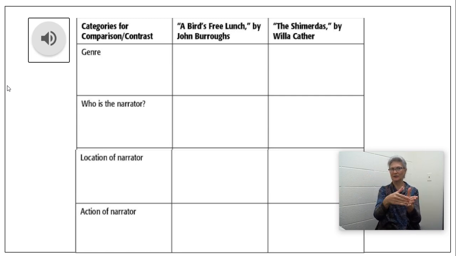What we will be comparing and contrasting are the genre. So is it a fiction text, nonfiction text? We'll be looking at who is the narrator or who is telling the story. Then we'll look at the location of the narrator. So where are they in the story? As well as what are the actions of the narrator? What are they doing in these particular texts? Feel free to listen to the stories again or jump down to the next slide to start our graphic organizer.